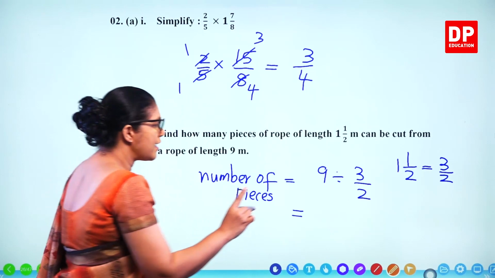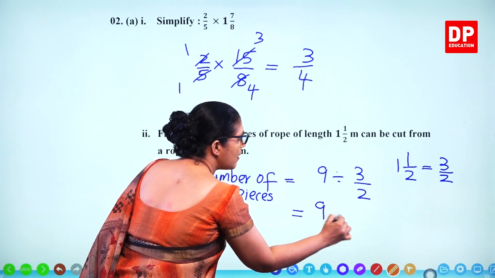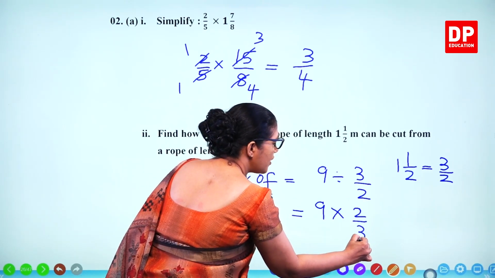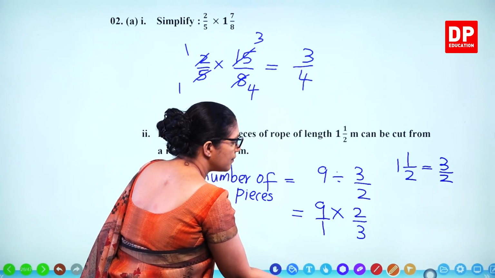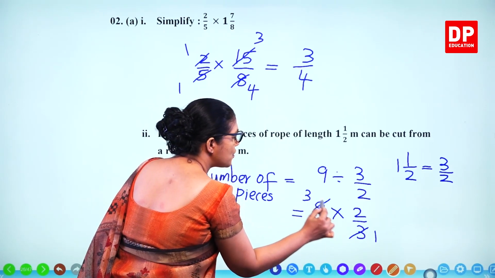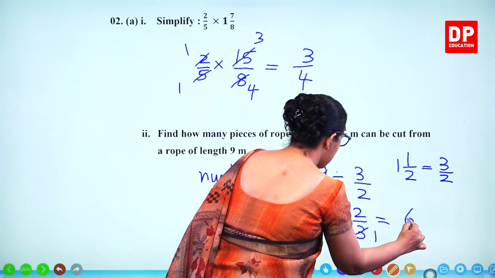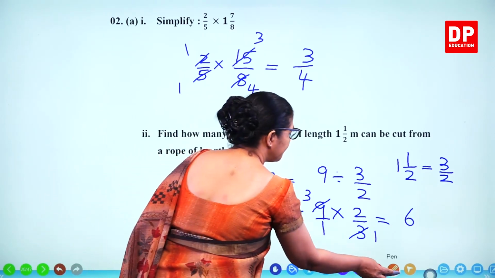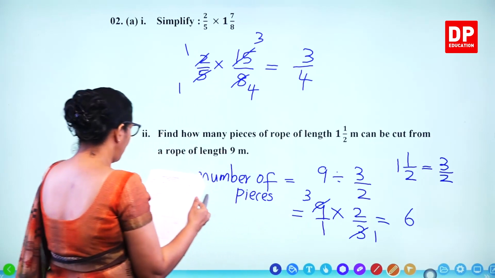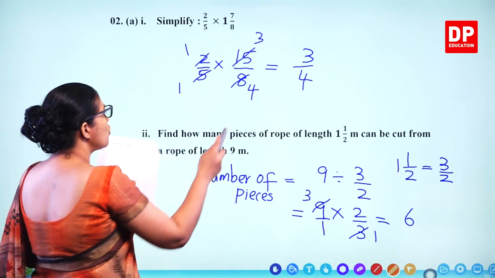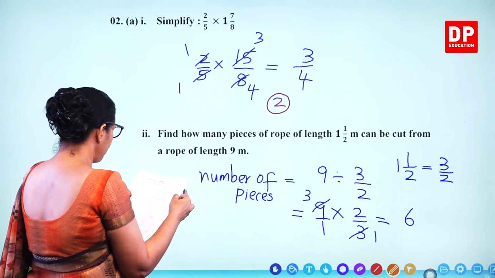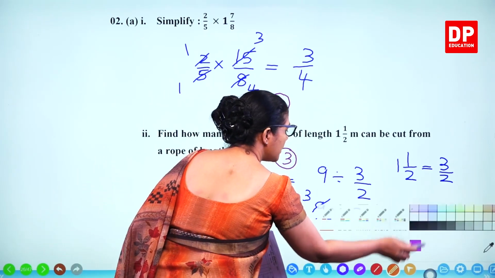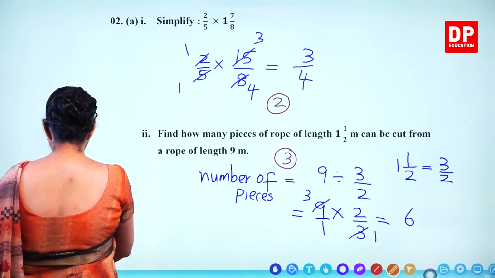Division, what do you do? You write down the first one as it is. This one is multiplied by the reciprocal. 2 goes up and 3 goes down. This is like 1. 3 times 1, 3 times 3. So 3 times 2, 6. 6 over 1. That's 6. 6 pieces you can cut. So let's see how many marks. 2 marks for this one and 3 marks for this step. So 5 there. Then let's take the next one.